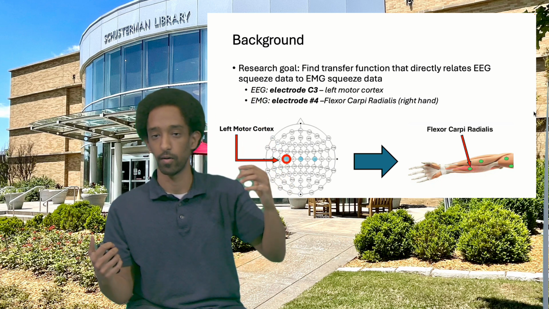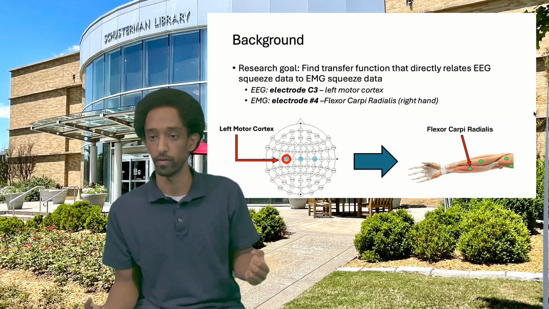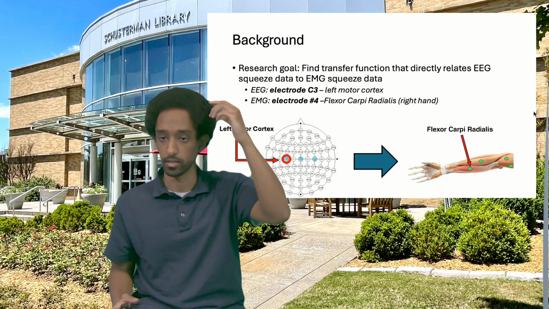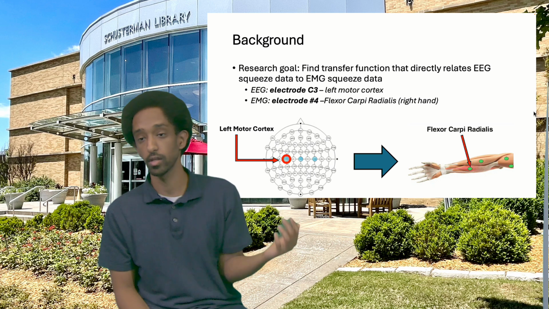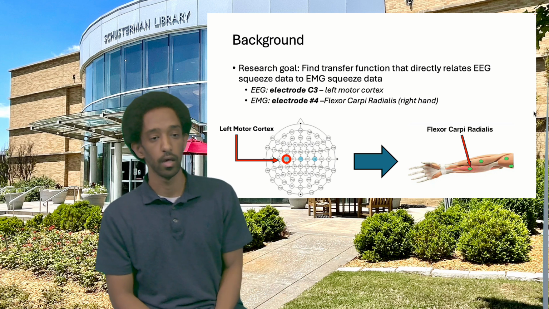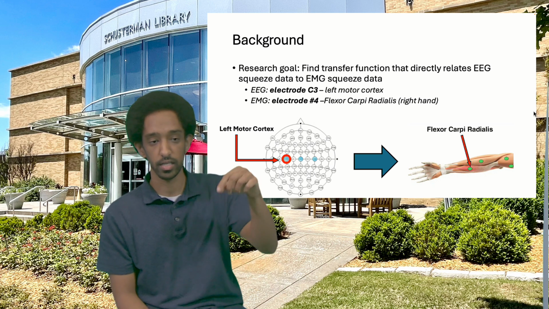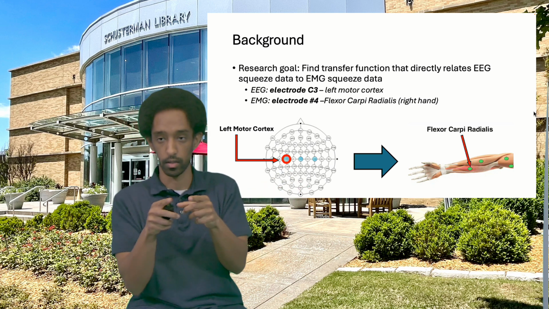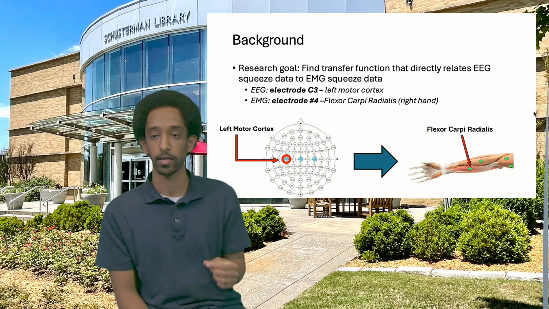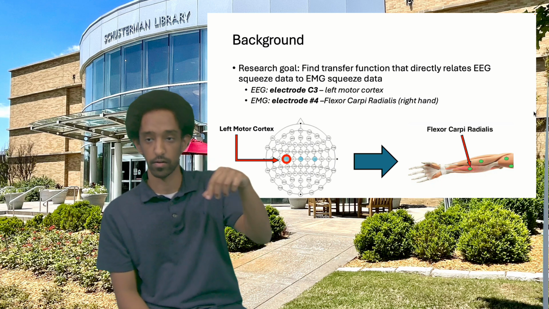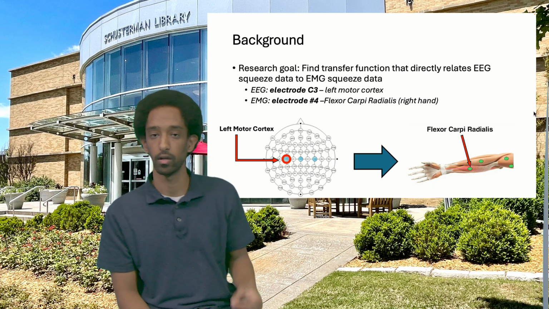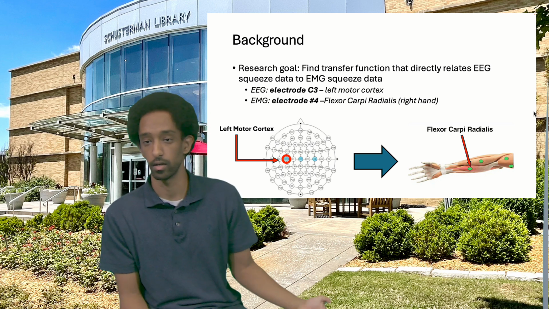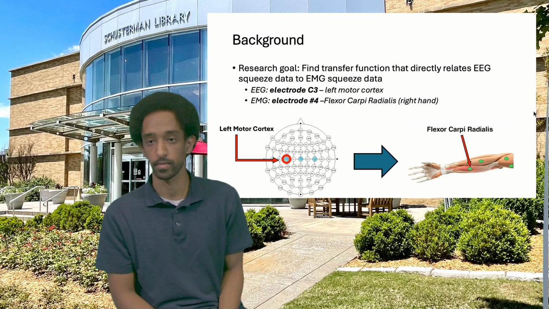That's how the brain activity works when you're moving. If you're moving one side, then the activity is going to be on the opposite side. So I chose the left side for that reason. But I also chose C3 instead of C5 or C1, which are the electrodes right next to it, because C3 is centrally located over the motor cortex. But I could have easily chosen C3, C5, and C1.